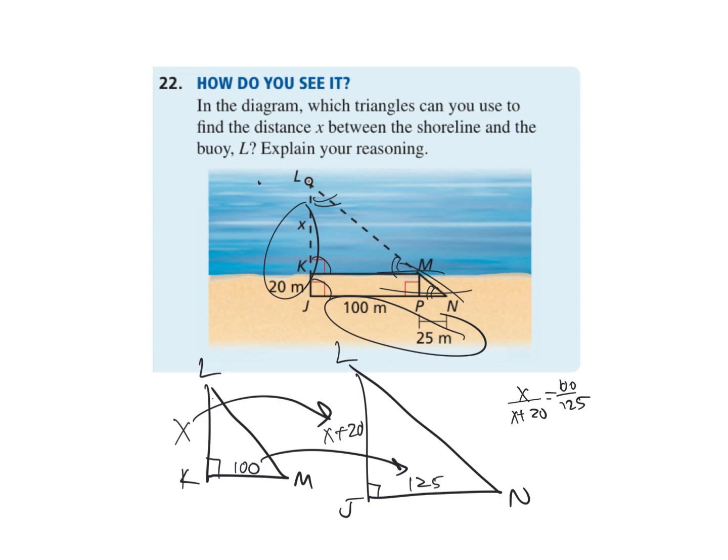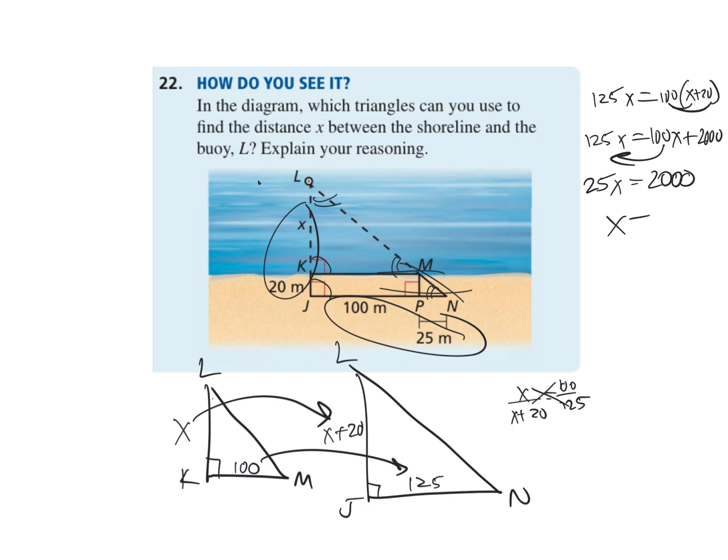All right, so we do 125x equals 100 times this whole thing, 100 times x plus 20. Now you have to distribute the 100, don't forget. So 125x equals 100x plus 20 times 100 is 2,000. 2 times 1 is 2, and you have 3 zeros there. Shortcut. So subtract the 100x, that gives you 25x equals 2,000. So 2,000 divided by 25, that's going to give you 80. So x is 80. 80 meters. It's a long way to swim.